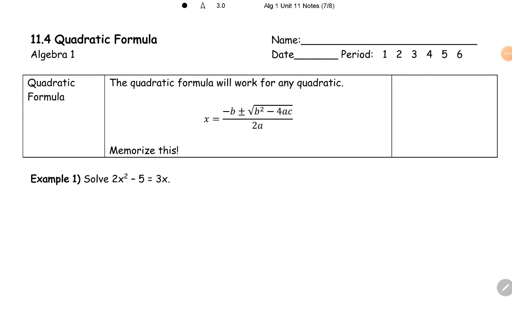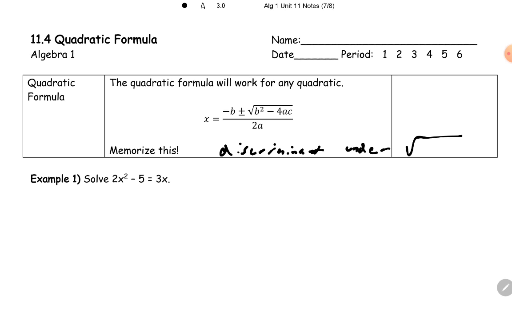Today in Algebra 1, we're going to be learning the quadratic formula. Last time we worked with the discriminant, which is right under the square root. The discriminant, under the square root, tells us how many solutions there are. Now, this formula will actually tell us the solution for any quadratic equation.